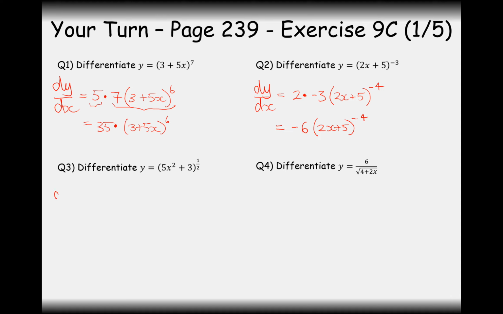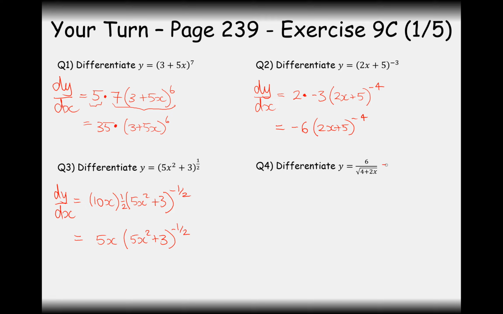For the third one, same rule still applies. Differentiate the inside first. Differentiating the inside first is going to get us 10x. Differentiating the outside second, so that's going to give us a half times (5x squared plus 3), and reduce the power by 1, so it's going to be minus a half. So in this case, simplifying this, we're going to get 5x times (5x squared plus 3) all to the power of minus a half.